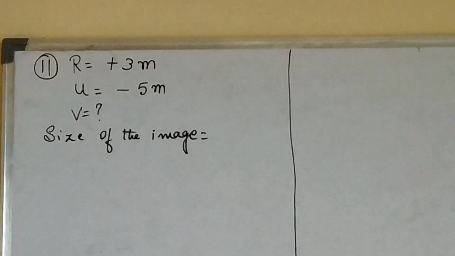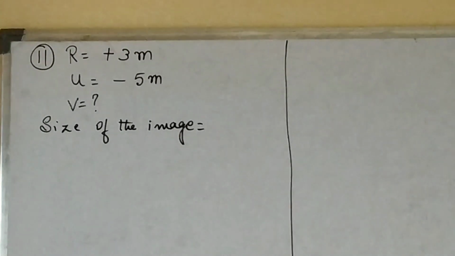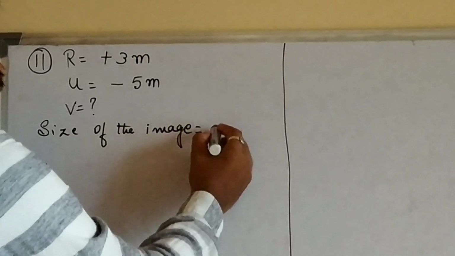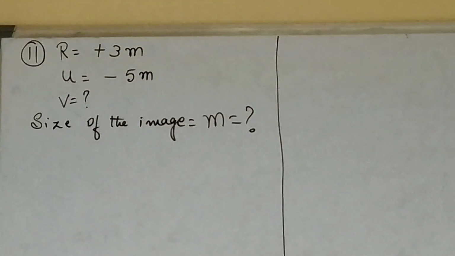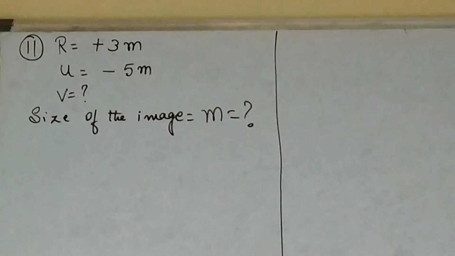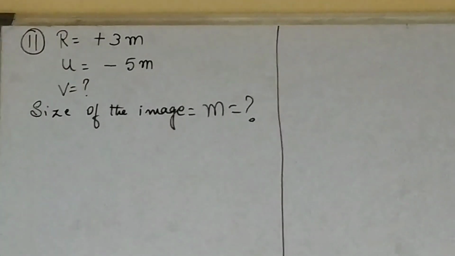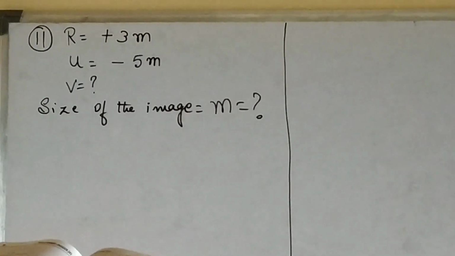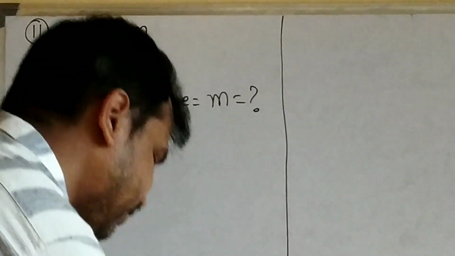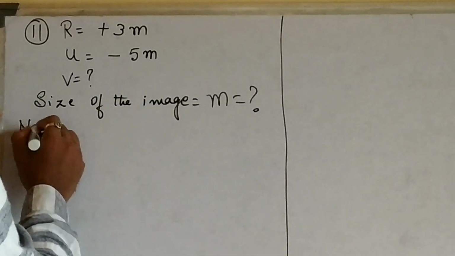So here size of the image is nothing but magnification. Size of the image is nothing but you have to find what? Magnification. Neither height of the image, okay, nor any other parameter. It is nothing but the size of the image means magnification you have to find. Then also you have to find out nature of the image.